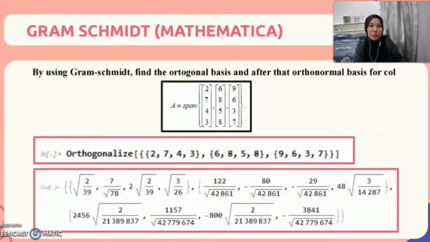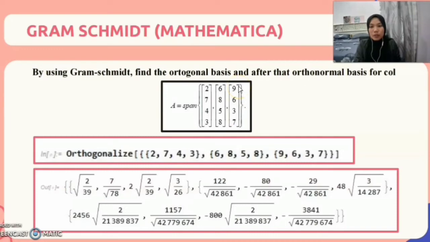Assalamualaikum, my name is Norfika Asim. So me and Fatiha will continue to explain about the Gram-Schmidt and QR factorization by using Mathematica. So the first question is, by using Gram-Schmidt, find the orthogonal basis and after that orthonormal basis for column. So given the matrix A, which is there are 3 vectors, which is the first vector from column 1 and second vector from column 2 and the third vector from column 3.